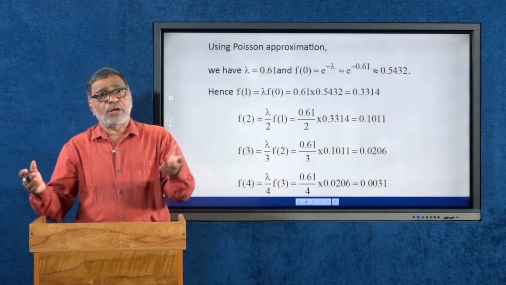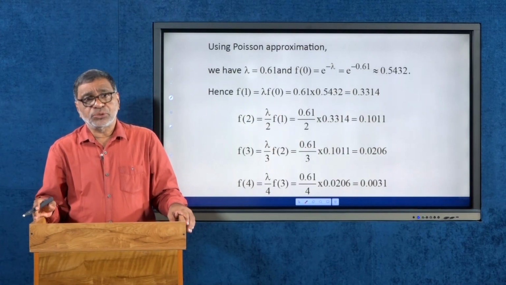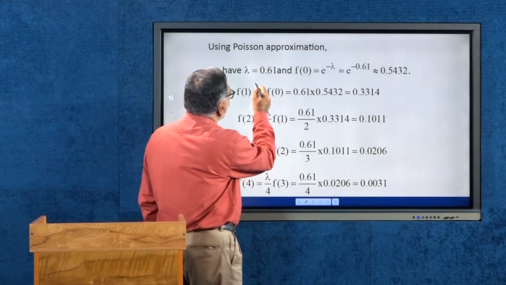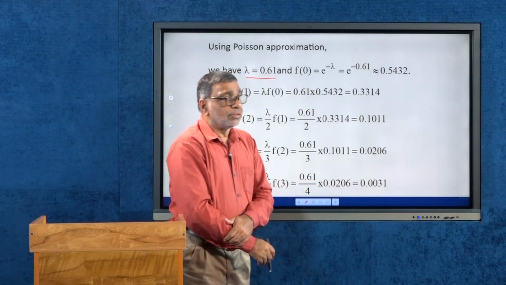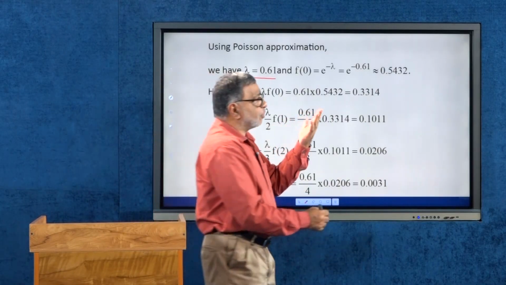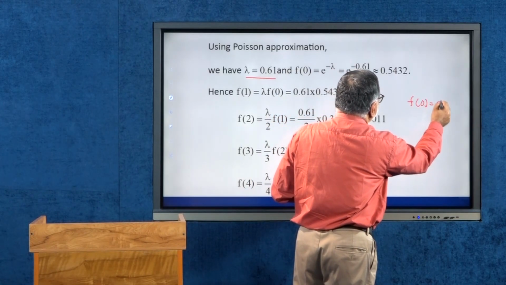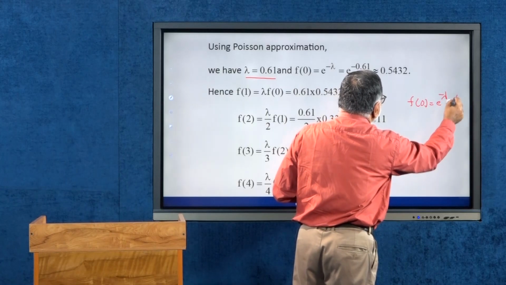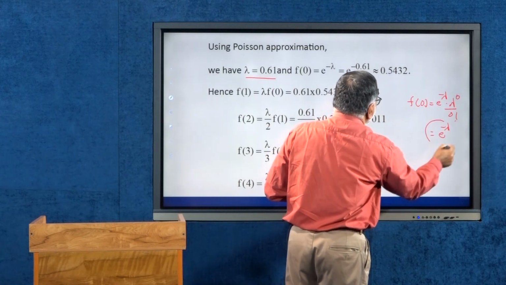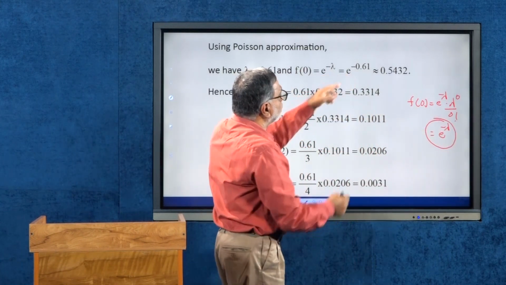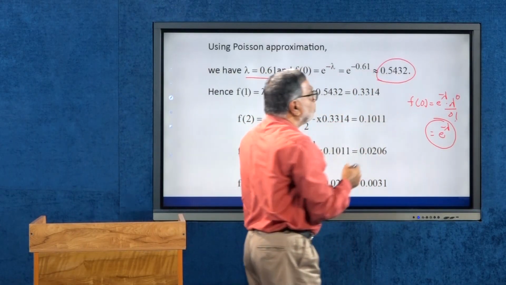And now, you find the Poisson probability values. What are the Poisson probability values? Lambda is equal to 0.61, as we already have. And now you find f of 0. As we know, for a Poisson probability value, f of 0 is equal to e power minus lambda, which is e power minus 0.61, and that is approximately 0.5432.